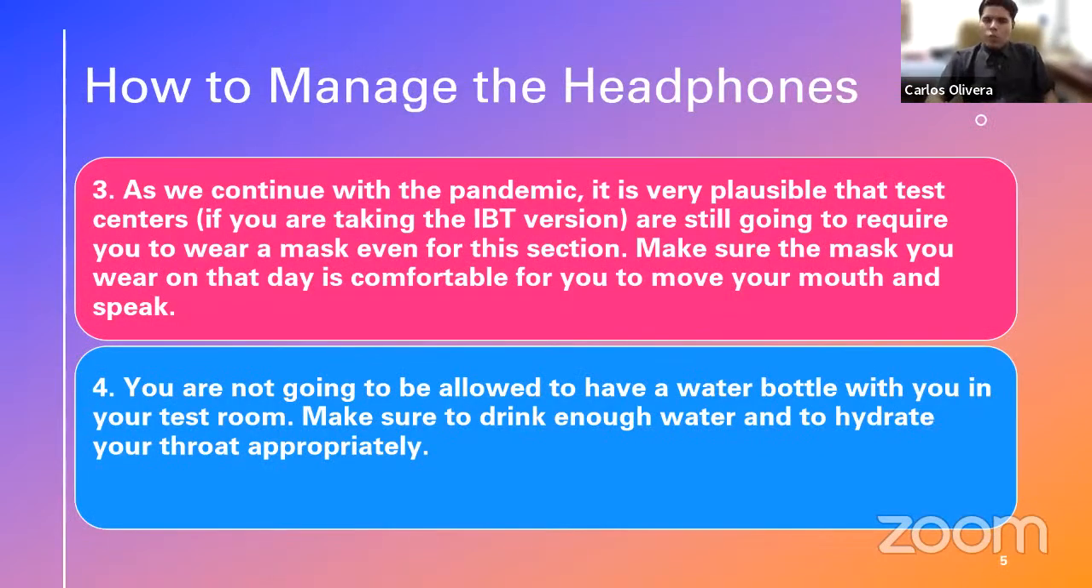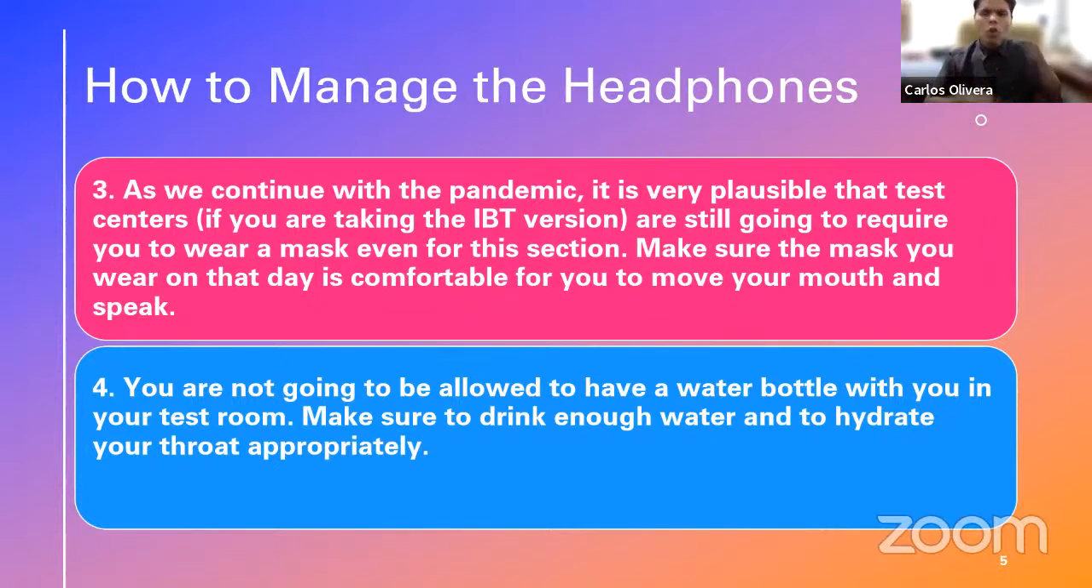Also, as we continue with the pandemic, dear students, it is very plausible that the test centers, if you're taking the IBT version, of course, are still going to require you to wear a mask even for this section. As many of you know, because of this pandemic, the ETS company has required all the different test centers around the world to require their test takers to wear masks during the entire test. And for the speaking section, it's not going to be an exception. You're going to be required to have your mask on while you are talking to the microphone, while you are speaking.